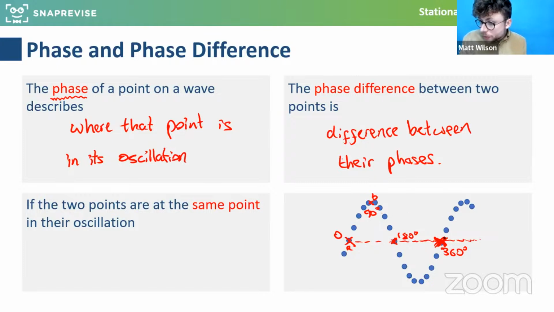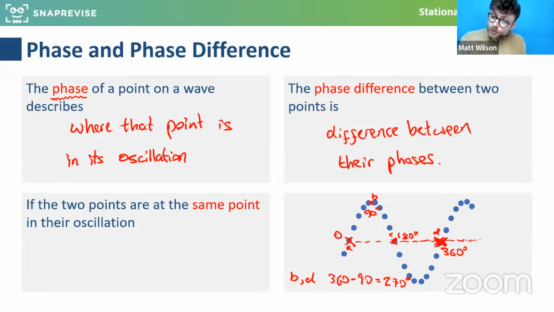The phase difference between B, and let's call this thing here C and D. The phase difference between B and D would be the difference between their phases. So 360 minus 90, which would be 270 degrees. So that's the difference between their phases. Good, absolutely right. So B was at a phase of 90.